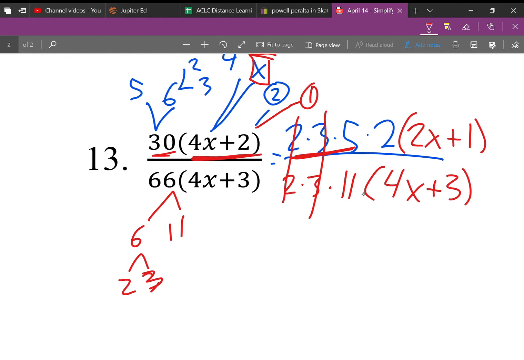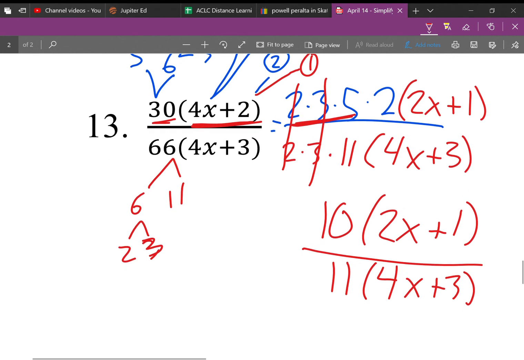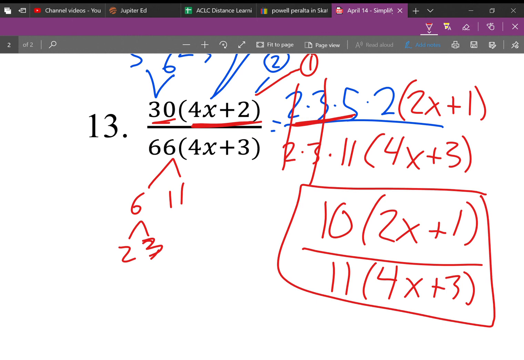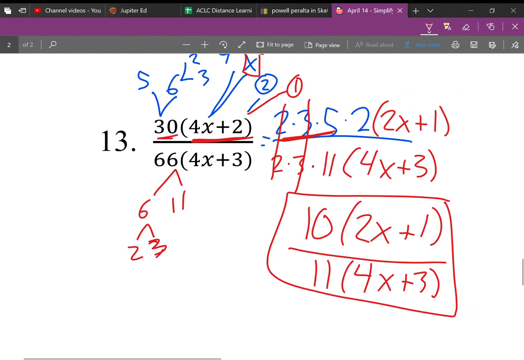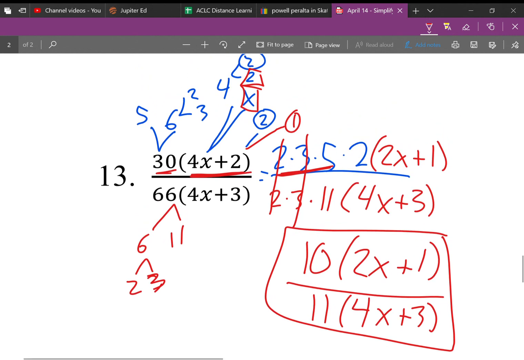So what do I have left over? Well, 5 times 2 on the top is 10. So I have 10 times 2x plus 1. On the bottom, I have 11 times 4x plus 3. I do need the parentheses because I have that number in front, but that is my final answer. Again, that one was a little tricky because I bet a lot of us would have missed the factoring 4x plus 2. All right, hopefully that was okay.